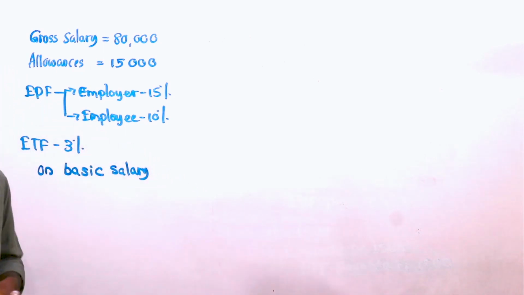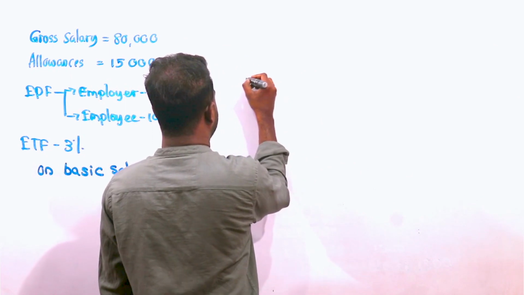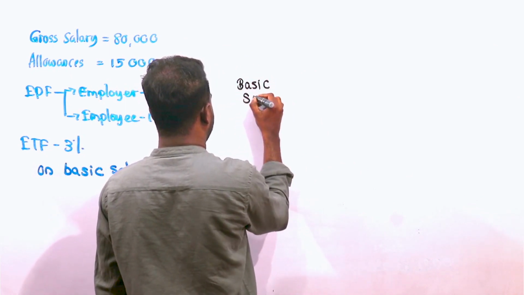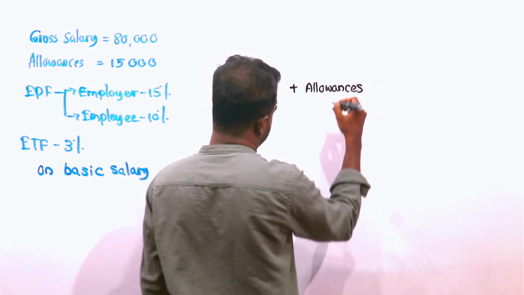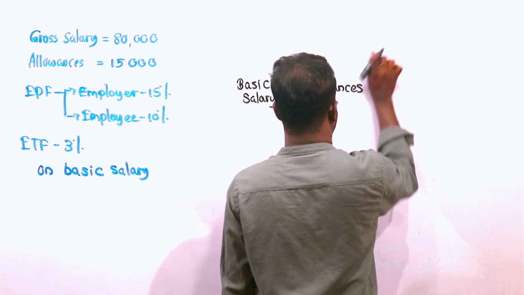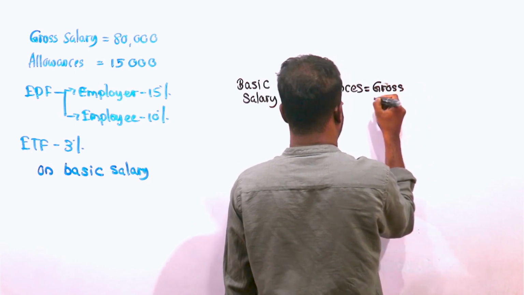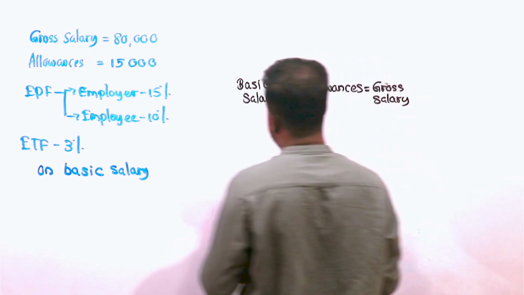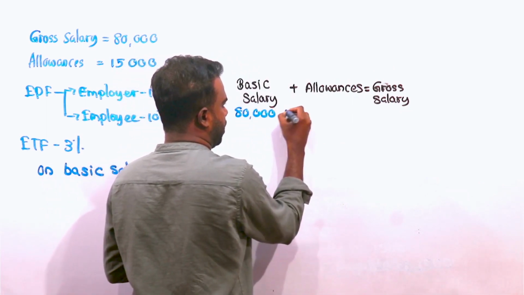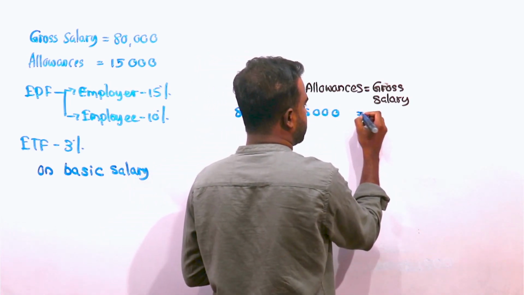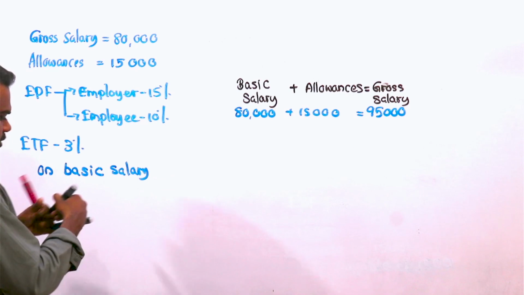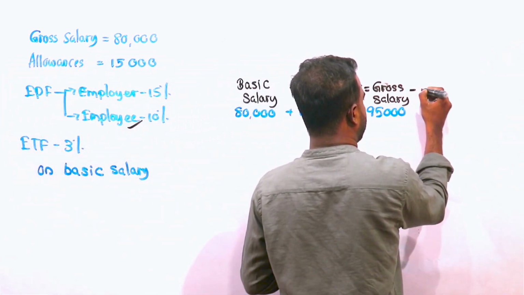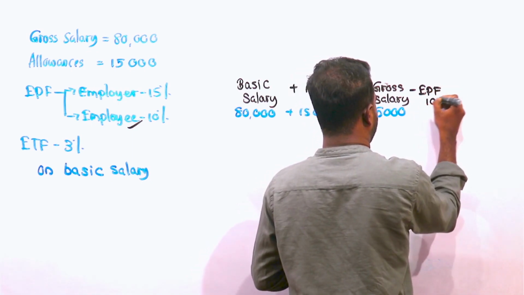Right, first of all do the working and calculate the contributions here. Basic salary plus allowances equals gross salary. Right, basic salary 80,000, allowance 15,000, gross salary 95,000. Then deduct the 10% employee contribution, EPF 10%, and calculate the net salary.